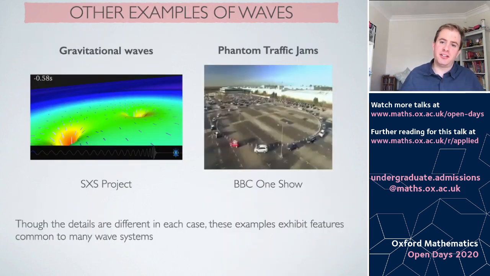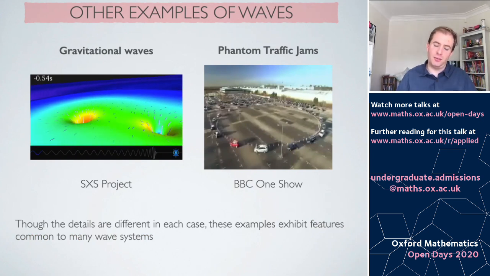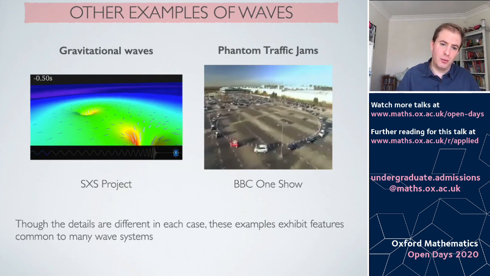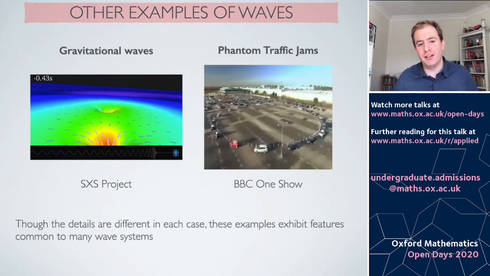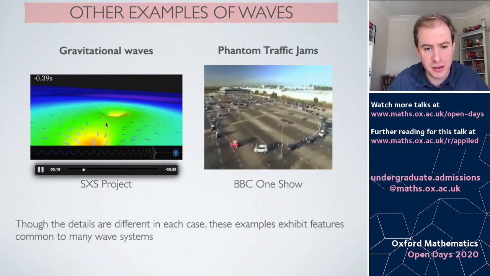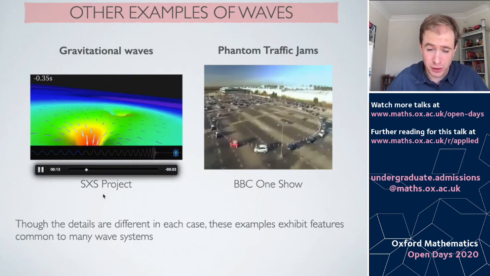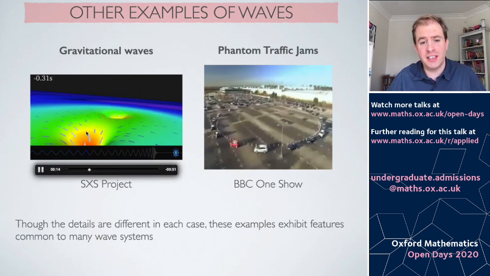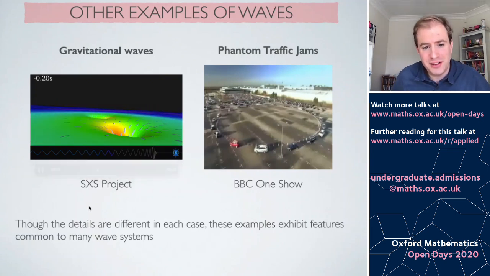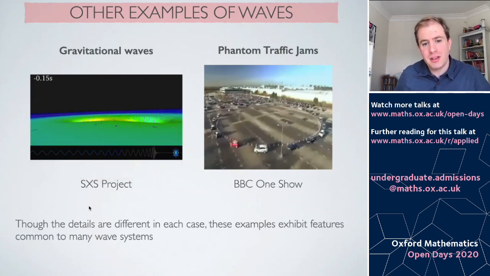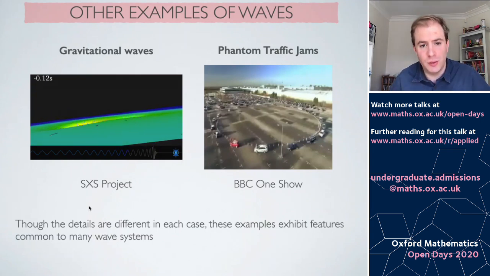Okay, so there are many other examples of waves. I don't have much time to go into them, but the key thing is that while the way in which those wave equations are derived may differ, the behaviour is often very similar. So I'm just showing you a movie from the SXS project, which looked at gravitational waves produced by two black holes colliding. Remember, this was a big thing at the end of 2015, when the first gravitational waves were detected.